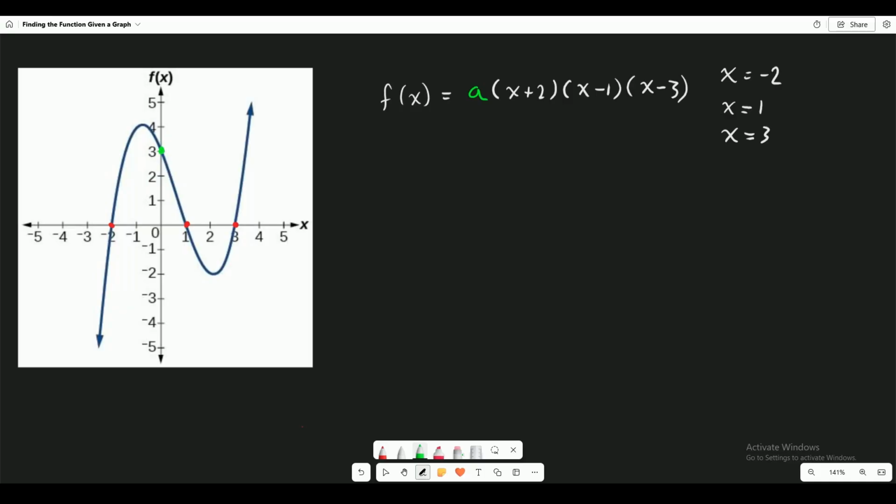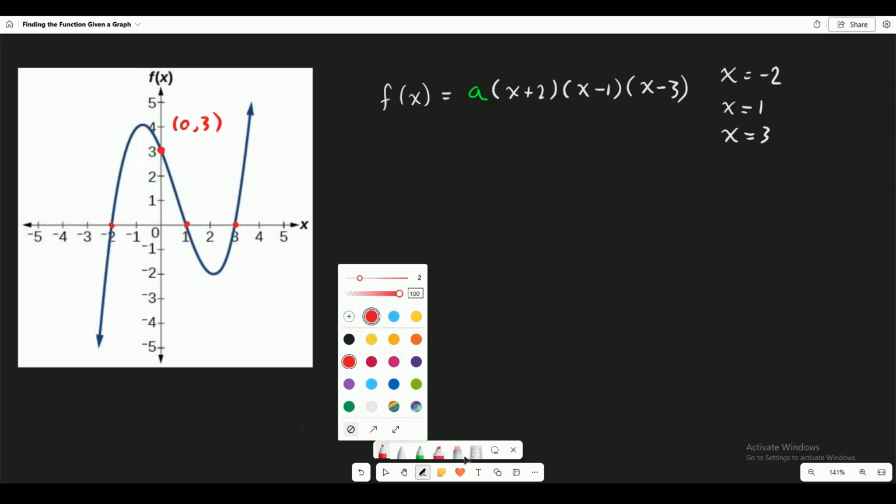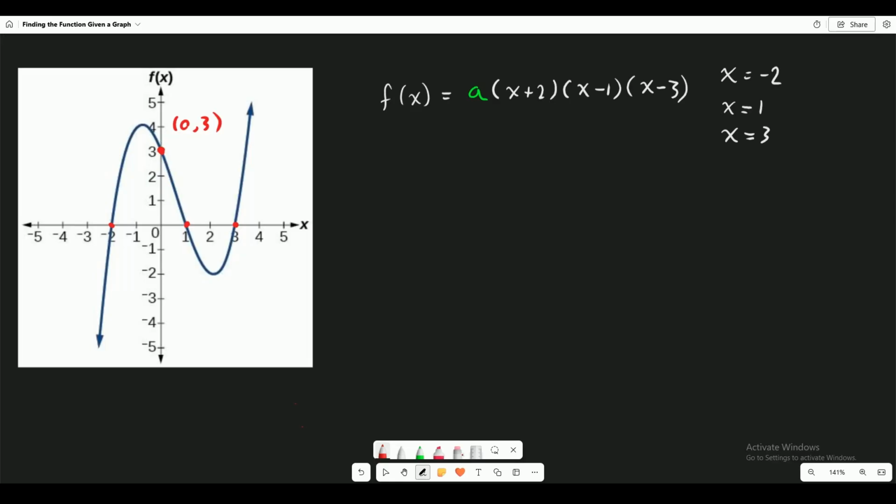the y-intercept, because the coordinates for this point right here in red are (0, 3). Those are the coordinates for that point. So when x is 0, y has to be 3. So I'm going to use that fact. All right? So when x is 0, y has to be 3.